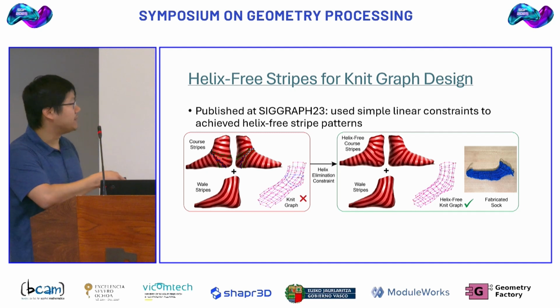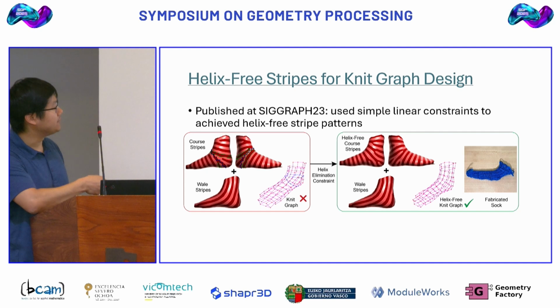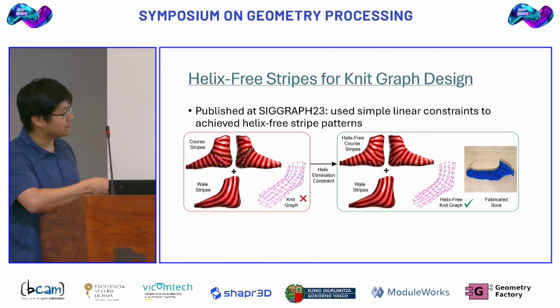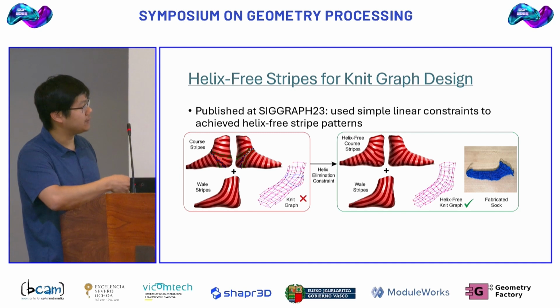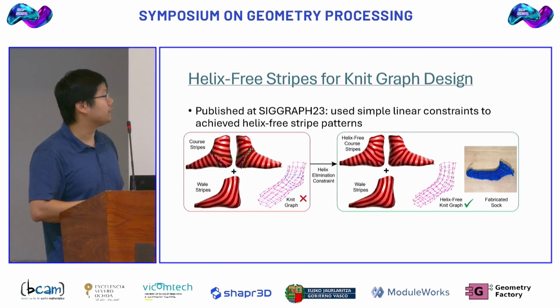Just to talk through the image a bit, here's a simple sock model. You can see a green helix here. And the linear constraints are these path integral constraints of the spinning form. And if you impose them, you can kill the green helix and achieve a machine knittable output.